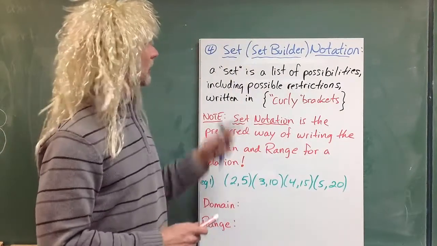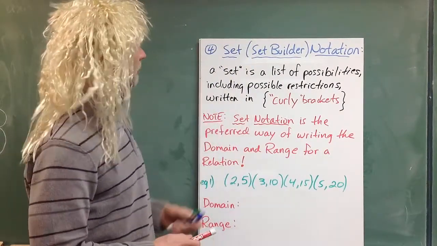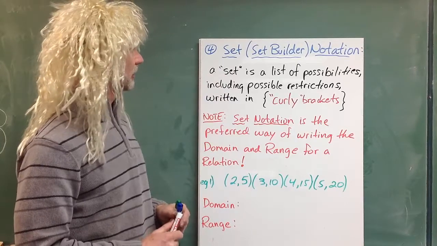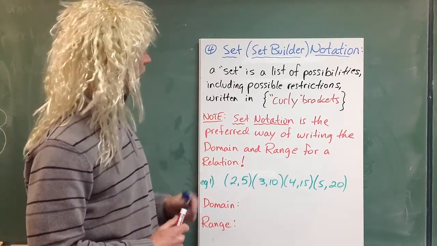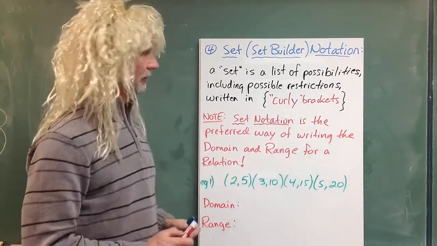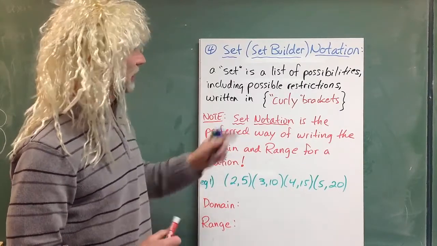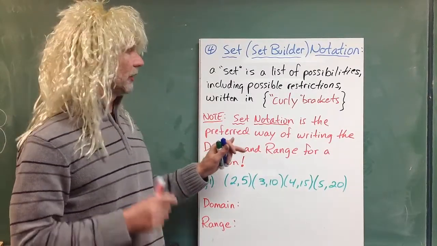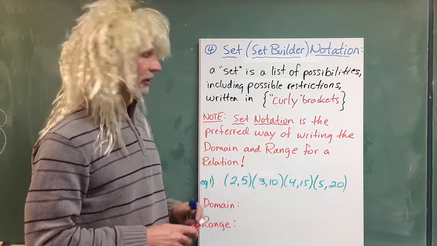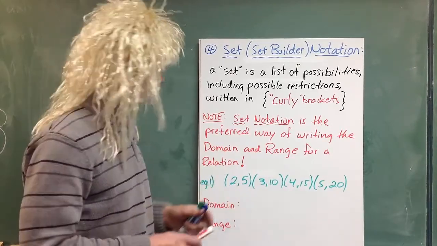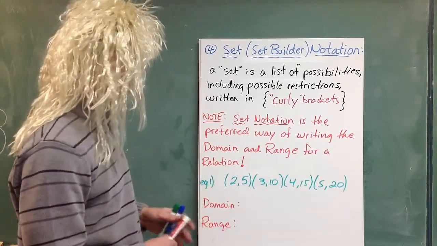So first, let's look at this with our set or set builder notation. First of all, a set is a list of possibilities, including possible restrictions, written in curlicue brackets, those kinds of brackets. Note, set notation is the preferred way of writing the domain and range for a relation, especially in grade 10, 11, and 12.